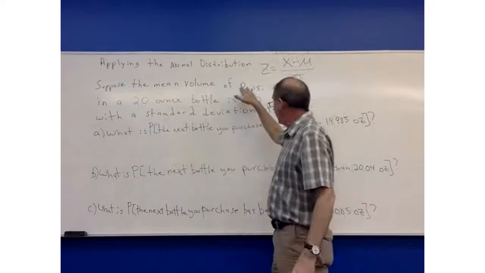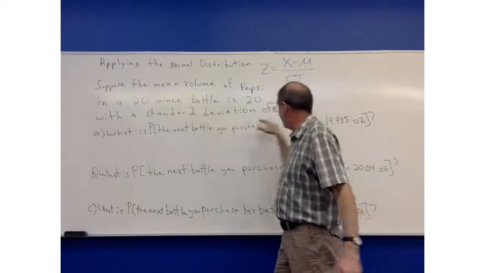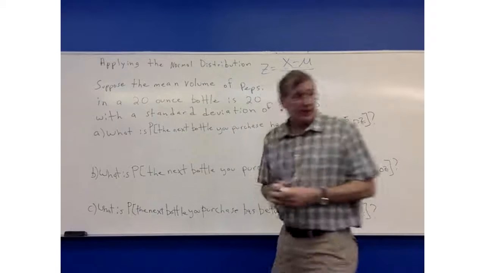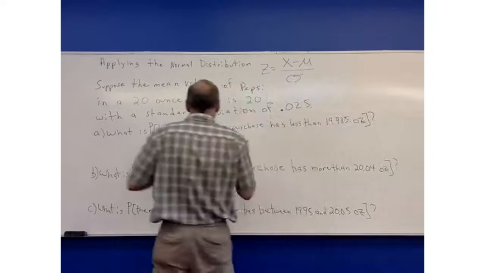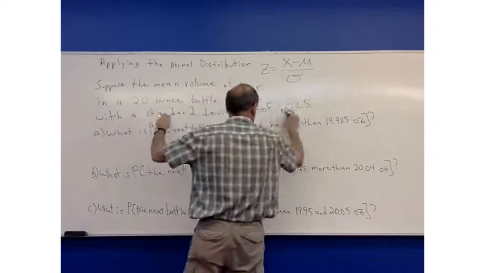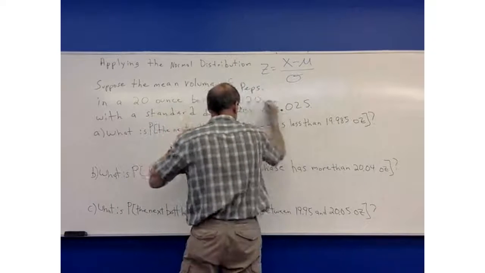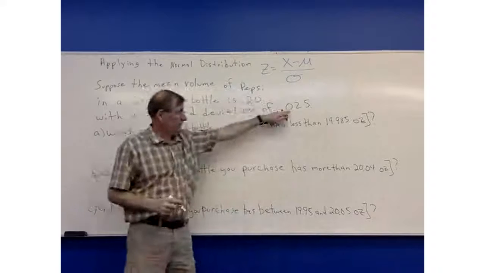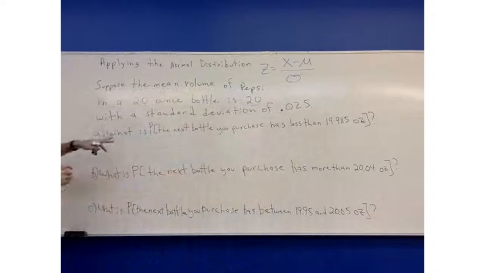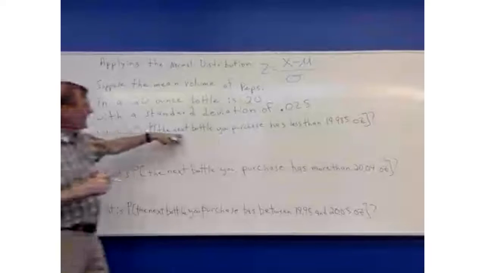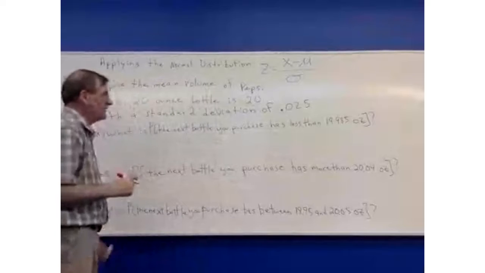Suppose the mean volume of Pepsi in a 20-ounce bottle is 20 with a standard deviation of 0.025. So the two numbers that we're going to be concerned with: the mean volume in a 20 is 20. That's the mean, that's the standard deviation. Those are the two numbers we're interested in. Okay, so let's look at what's going on here. What is the probability the next bottle you purchase has less than 19.985 ounces in it?